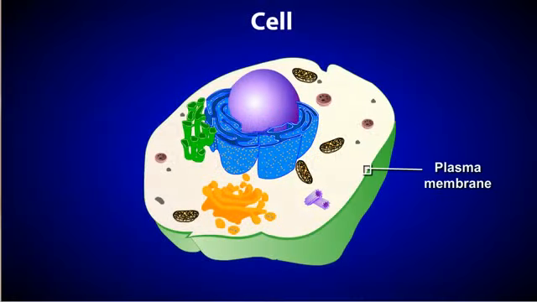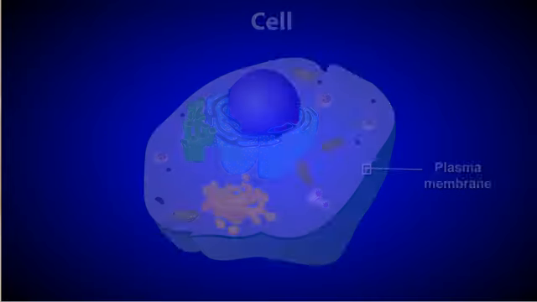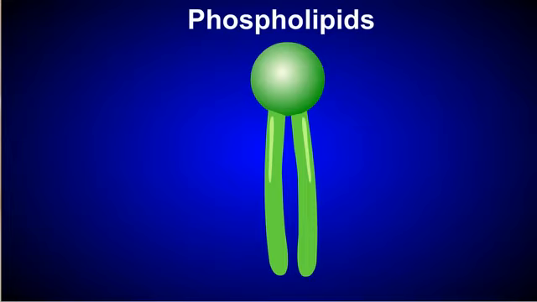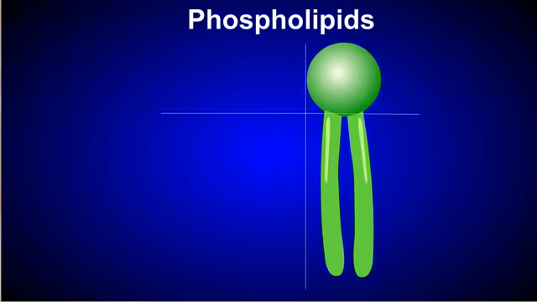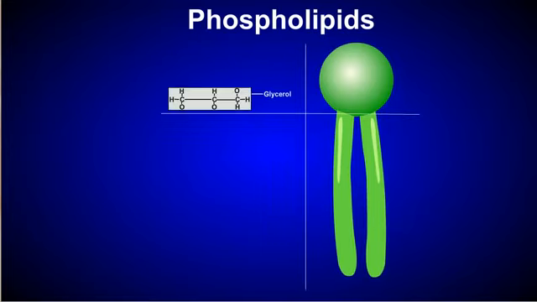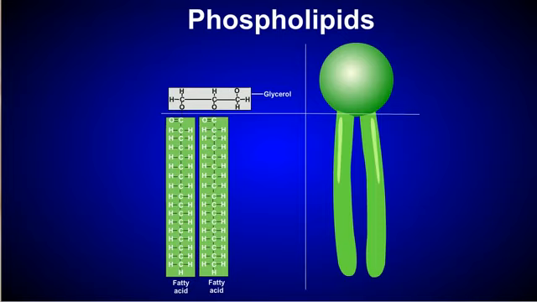All cells have an outer membrane, called a plasma membrane, which acts as a boundary between the outside and inside of a cell. Cell membranes are primarily made of phospholipids, which are large lipid molecules, similar to triglycerides. Like triglycerides, they contain glycerol and fatty acids, but they differ from triglycerides in that they have a phosphate group, rather than a fatty acid, attached to the third carbon of glycerol.